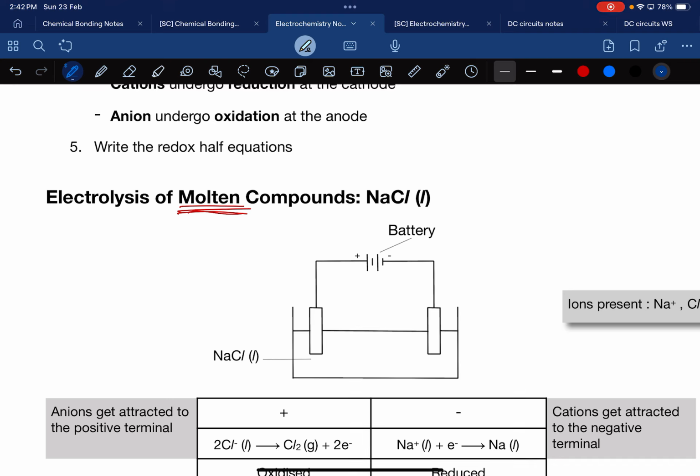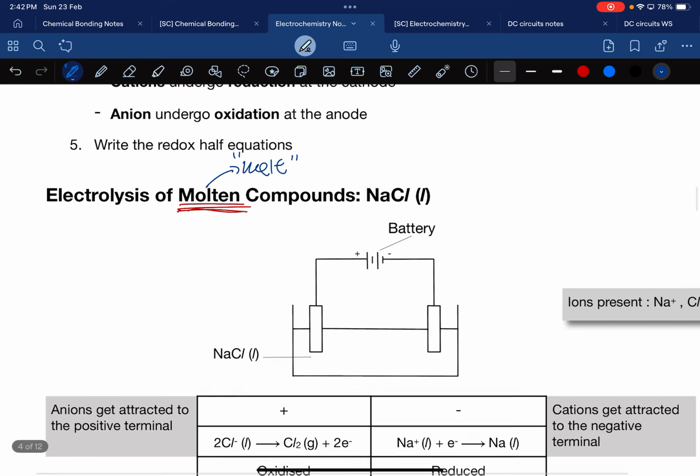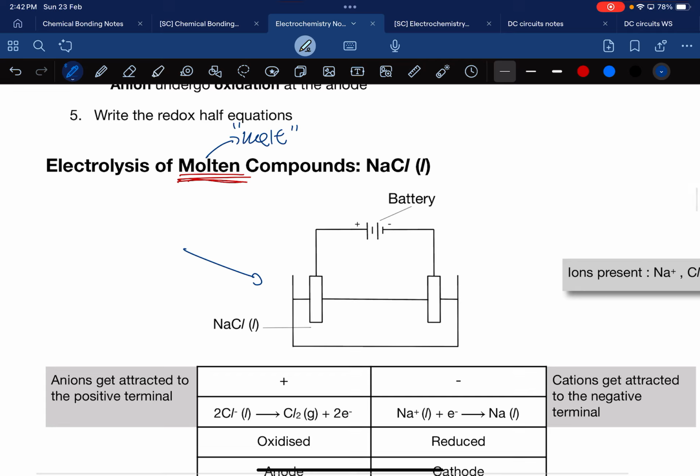Do I have water? Liquid, but do I have water? No water. Molten comes from the word melt. So when you melt your salt, you will get the molten version of the ionic compound. In other words, this whole setup must be at a very high temperature because your NaCl must be kept as a liquid. The moment it solidifies, the whole setup is gone because ionic compounds in solid state cannot conduct electricity. Correct?